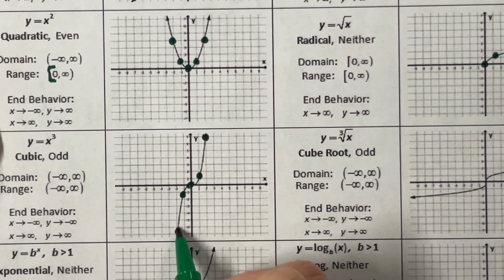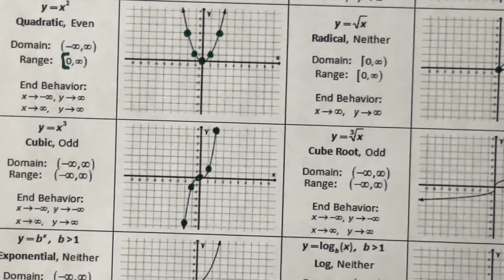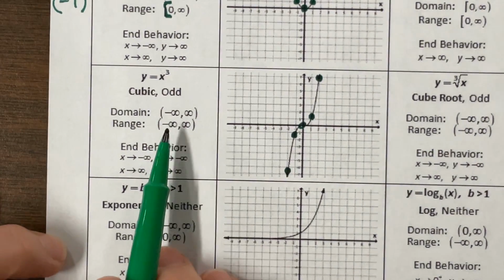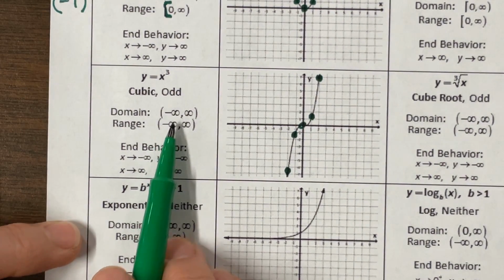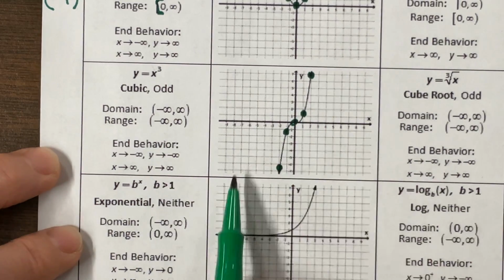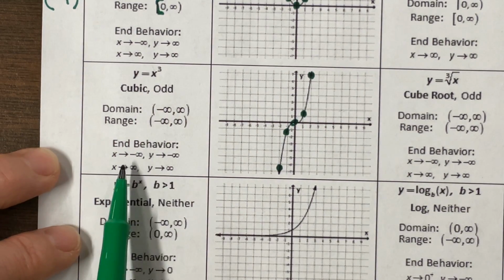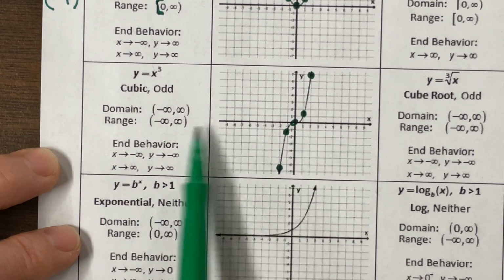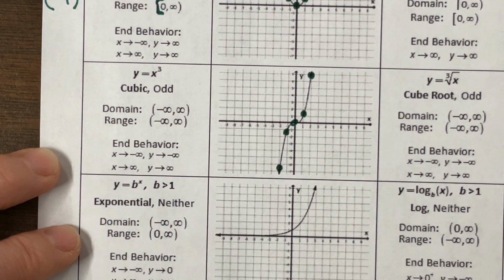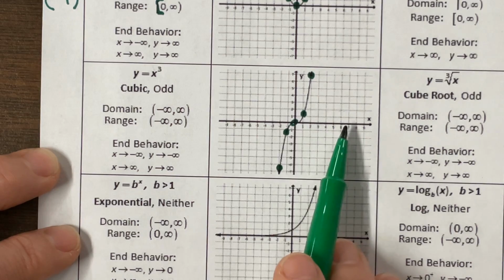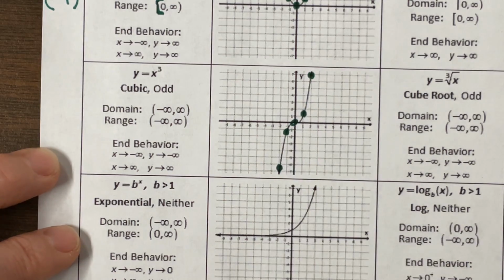No, I'm just kidding. And that's kind of the parent function that we look at there. So we can cube any real number, and we're going to get any real number, because cubing a negative keeps it negative. In behavior, as x goes to negative infinity, y goes to negative infinity. As x goes to positive infinity, y goes to positive infinity.